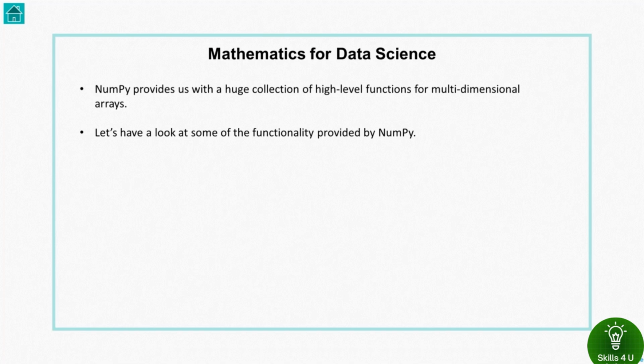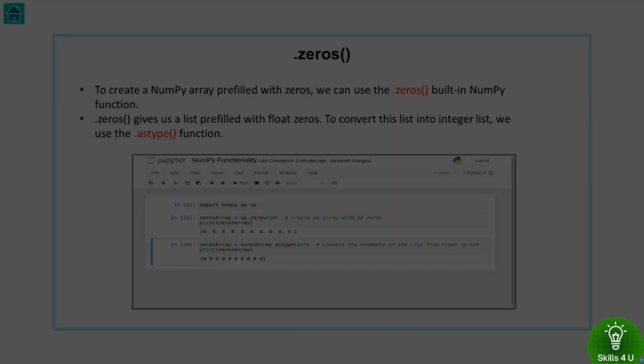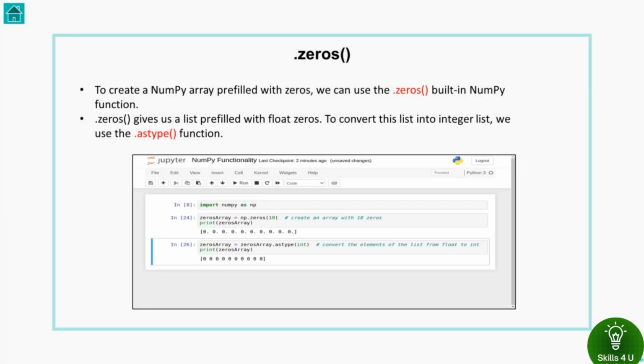In this section, we'll be going over the mathematical functionality provided by the NumPy library. Let's start. We saw how we can create NumPy arrays from Python lists. However, NumPy also provides us some quicker ways of creating arrays. If you want to create an array pre-filled with all zeros, you can use the .zeros function. Let's see how it works.